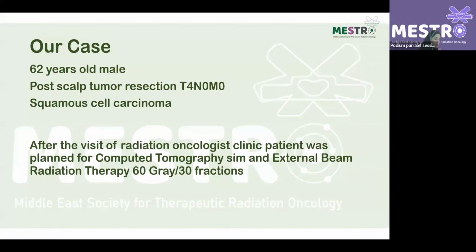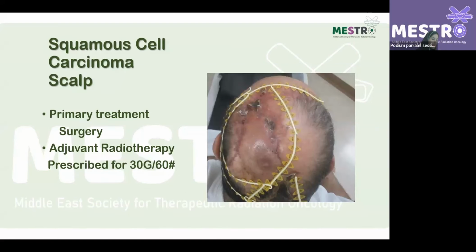So our case was a 60-year-old male diagnosed with squamous cell carcinoma of the scalp, and the status was post-scalp tumor resection, T4N0M0. After the visit to the radiation oncologist clinic, the patient was planned for CT simulation and external beam radiation therapy. So basically, the patient went through surgery as a primary treatment, and he came to us for adjuvant radiotherapy, 30 gray over 60 fractions.